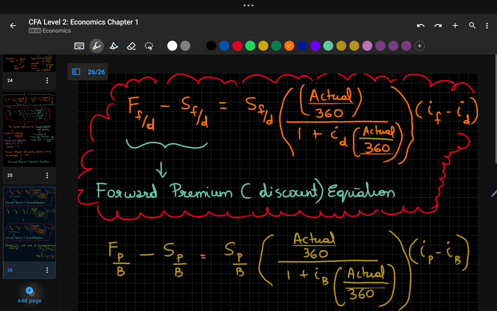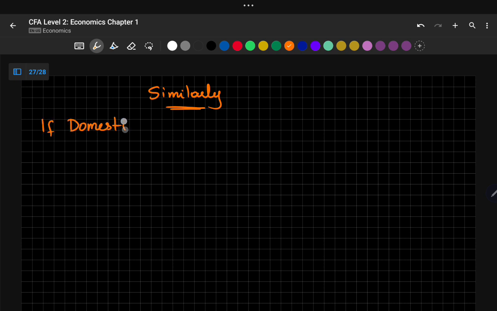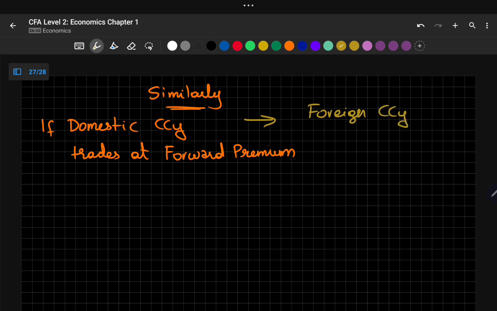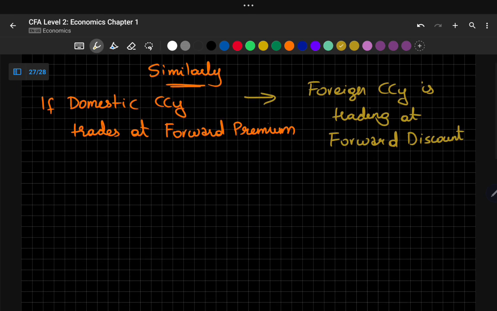So similarly, if domestic currency trades at forward premium, what would it mean? It means that the foreign currency is trading at forward discount, because if one is trading at premium, the other should trade at discount, right? Only then both sides can be equal. Okay, so domestic currency trades at forward premium means the foreign currency is trading at a forward discount.